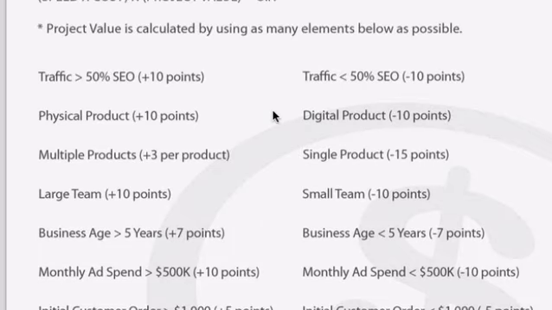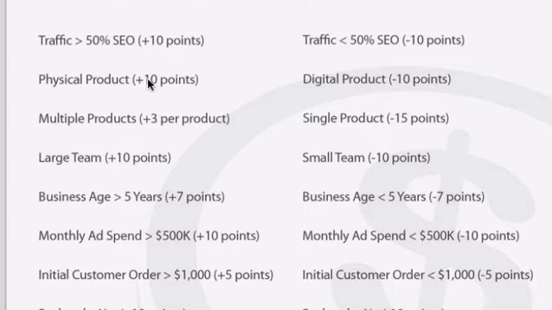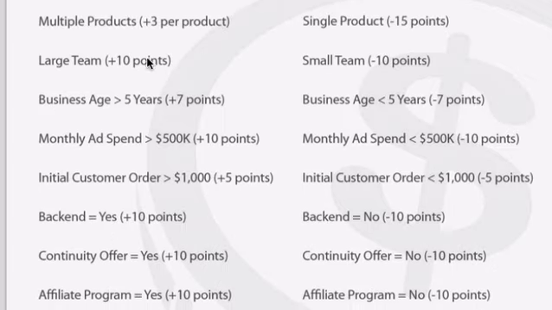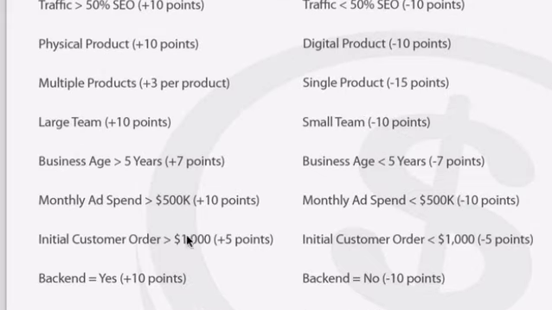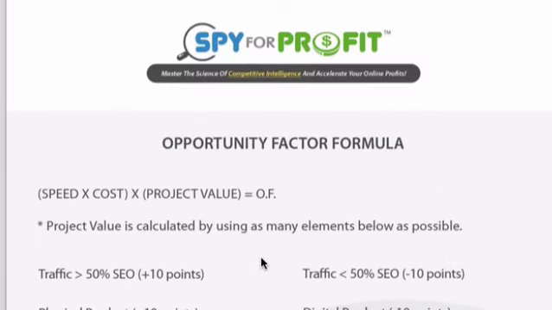Think about it. You don't want more than 50% of their stuff to be from SEO. You don't want them to have a large team. You don't want them to spend more than 500K. That's 30 points right there. You don't want them to have all these other things that may be hard for you to emulate. So the lower number, the better. But that's how we come up with what I consider the opportunity factor number.